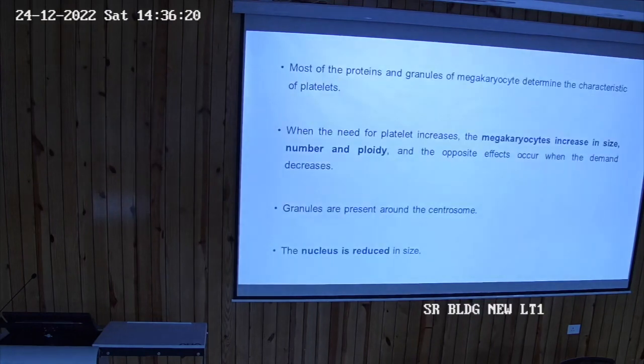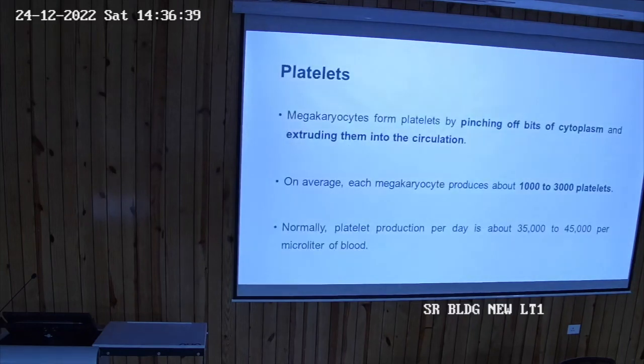Though the size of platelet is very small, its structure and its function are more pronounced, most important. Most of the proteins and granules determine the characteristics of platelets. Increase in size, granules are present around the centrosome. The nucleus is reduced in size.